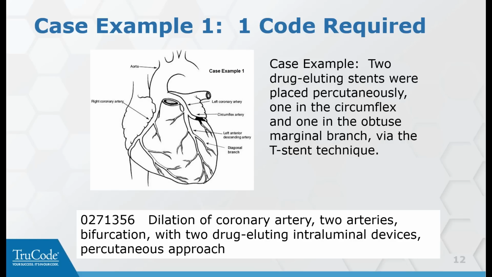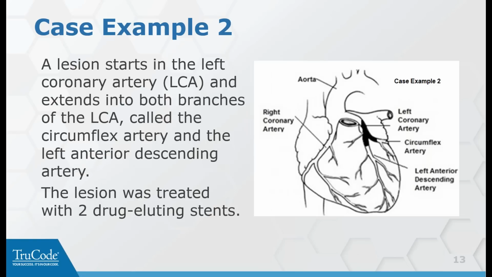They're called the circumflex and the left anterior descending, and you can see the fork there. This lesion was treated with 2 drug-eluting stents. The description tells you that it goes into both branches, and you can see that this is a bifurcation. But the surgeon, unfortunately, or the cardiologist, did not identify this as a bifurcation, but it is. It's our job based on guideline A11 to interpret documentation and to basically know what's going on in the procedure.